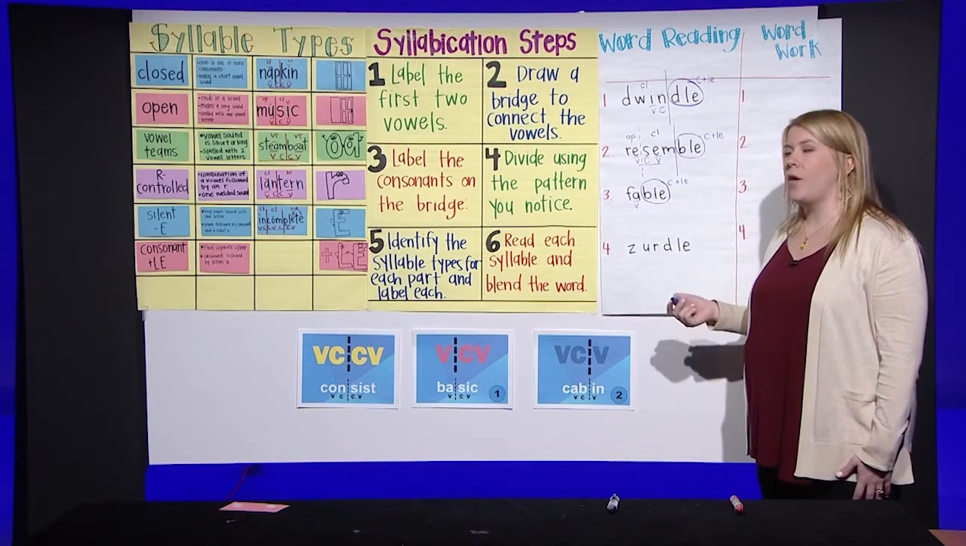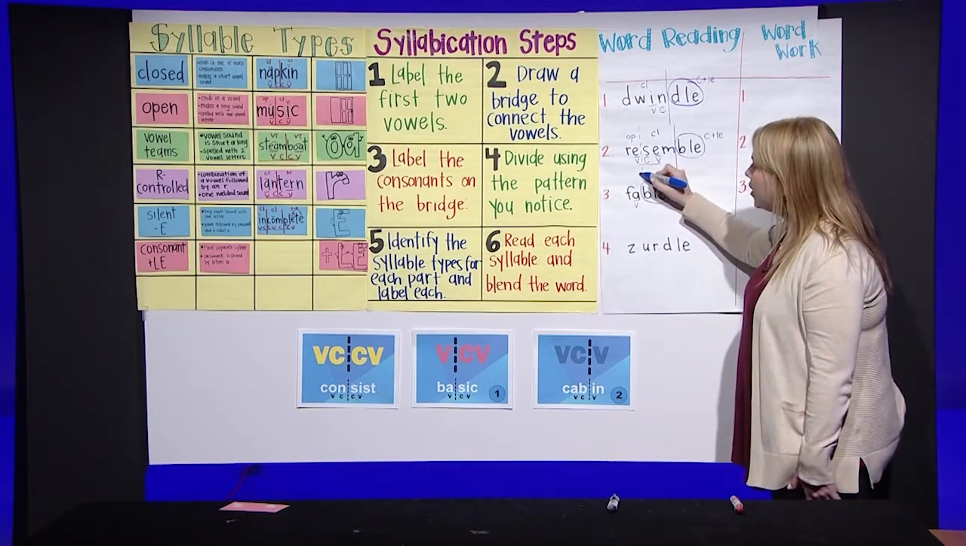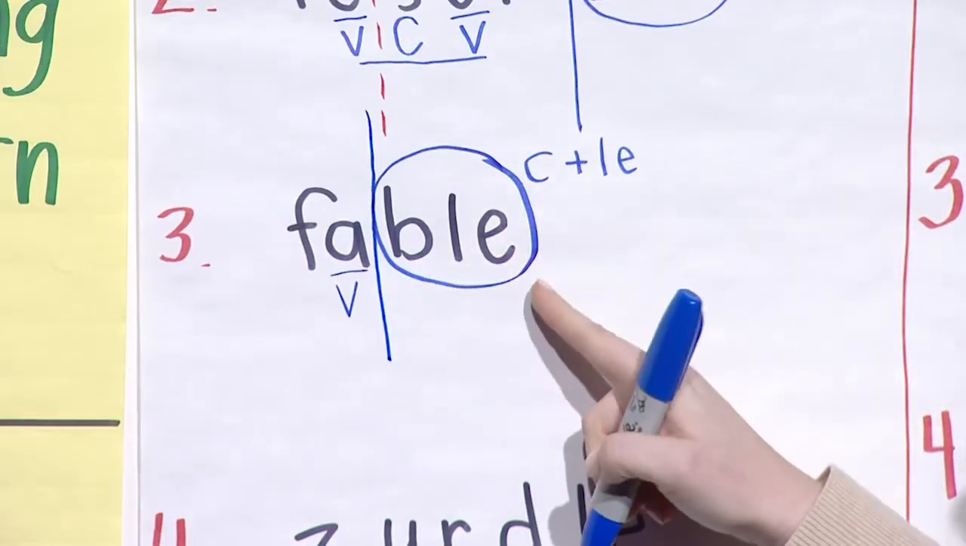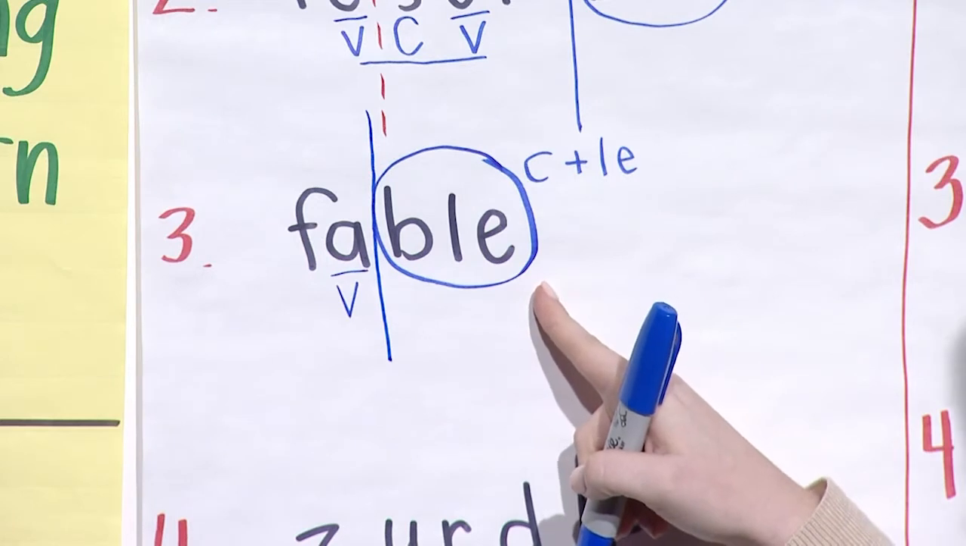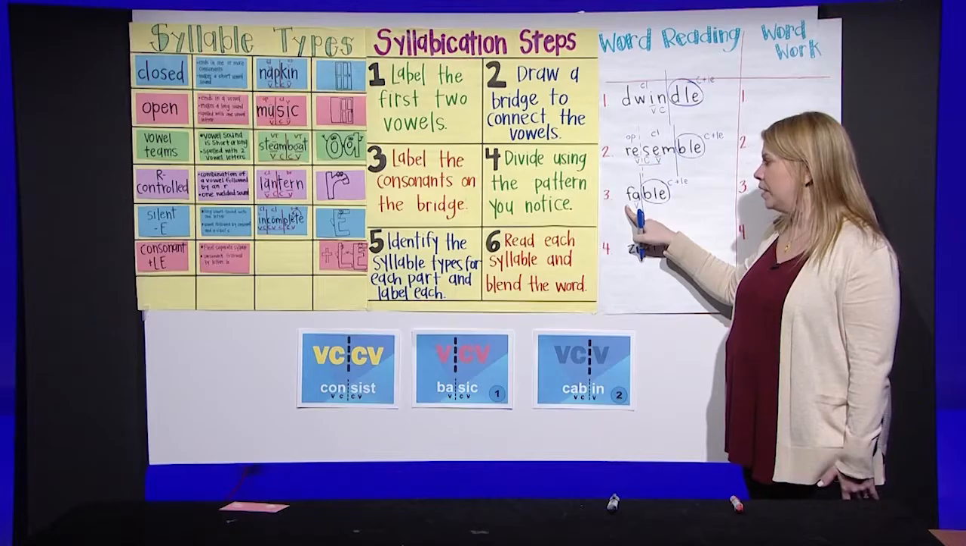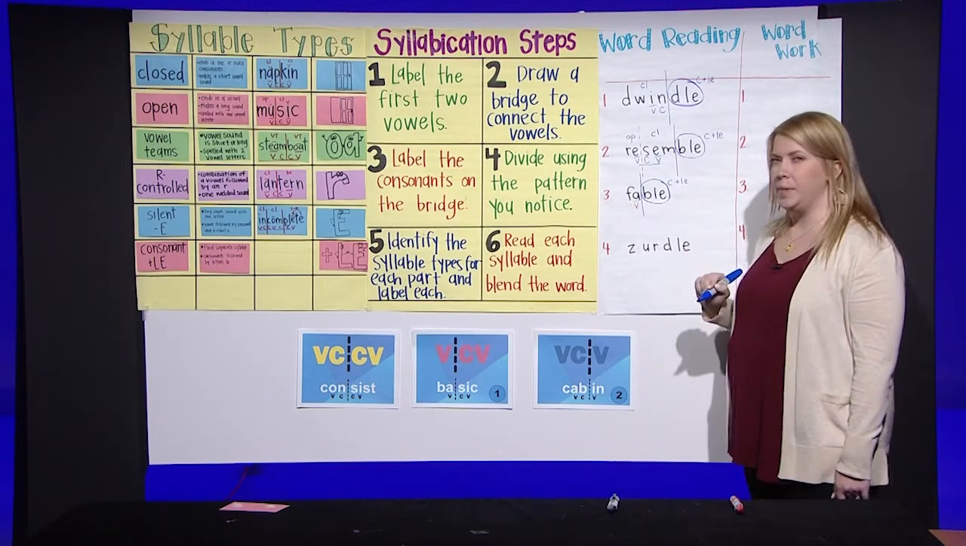So what do we need to go ahead and do now? That's right. We want to draw a line to make sure our final separate syllable, consonant L-E, stays separate. And then we're going to focus on this part of our word. So let's identify this syllable type and label it.